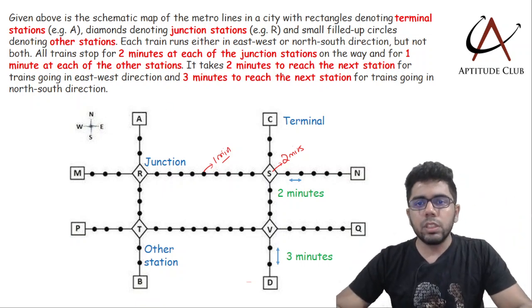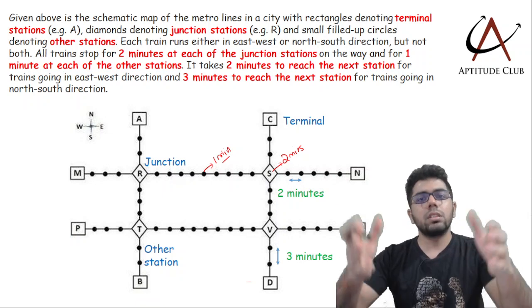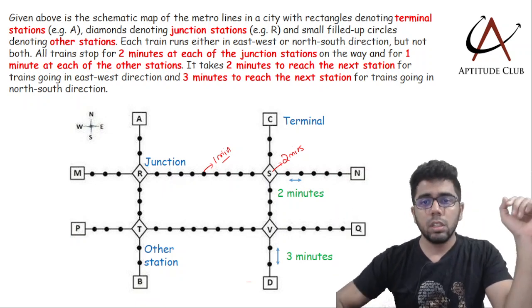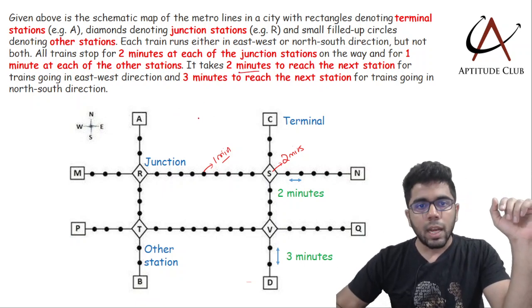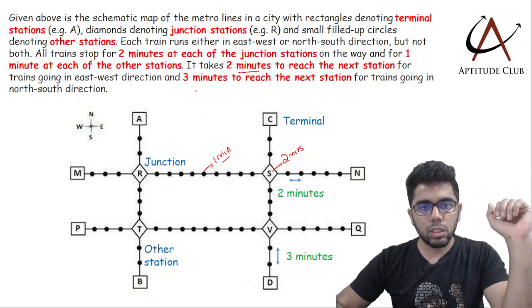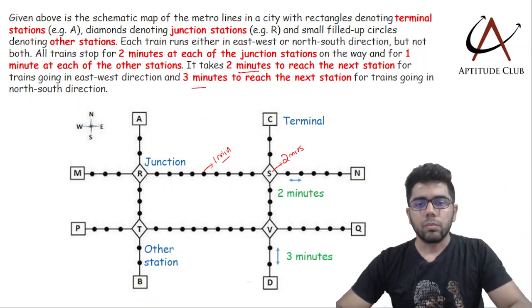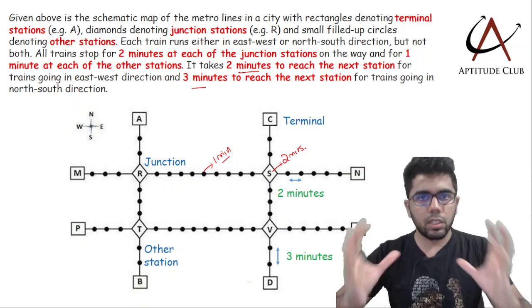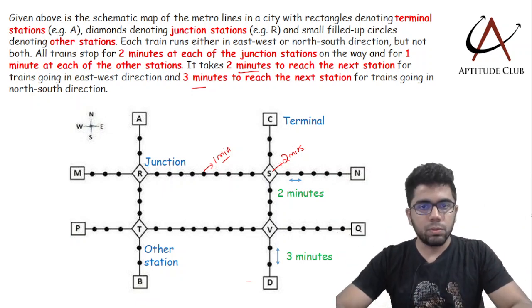Now it takes 2 minutes to reach the next station. So the distance between any two stations on the horizontal axis, or in the east-west direction, is 2 minutes. And the distance between any two stations on the vertical axis, in the north-south direction, is 3 minutes. So I have tried to put it in diagram form. I hope this will be very clear and easy to understand for you.